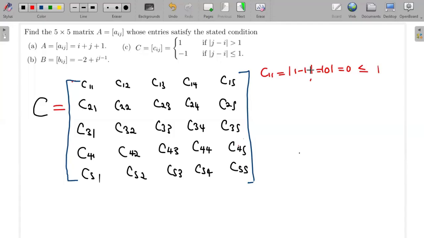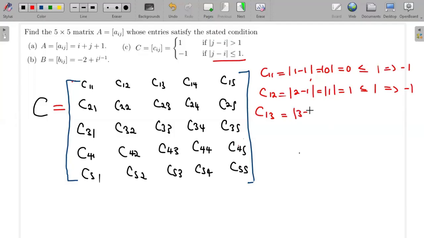So the answer for this entry will be minus 1, according to this rule, because what I get from the modulus is less than or equal to 1. So that's the minus 1 that I've put there at the end. C12 equals 2 minus 1, which is 1, and 1 is less than or equal to 1, so again the answer is minus 1.